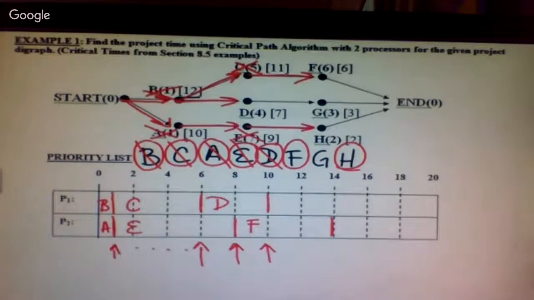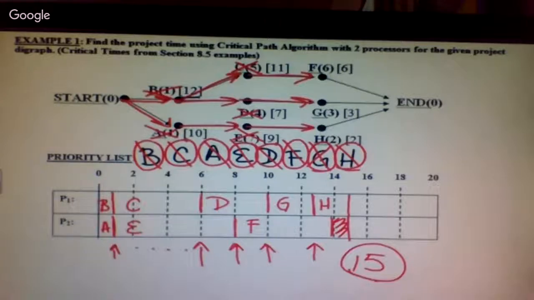Okay, at 10, we've now finished with D, which means G is now ready. So, which task gets scheduled? G. G goes first. Remember, it's got to be in the order of your list, if you can. So G goes next. At 13, G is finished, which means H can then come after that. So my total time then is 15, and processor 2 will have an hour of idle time.